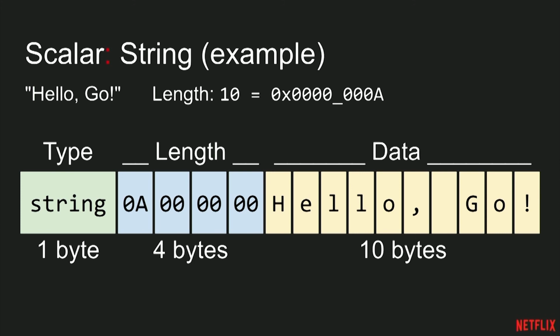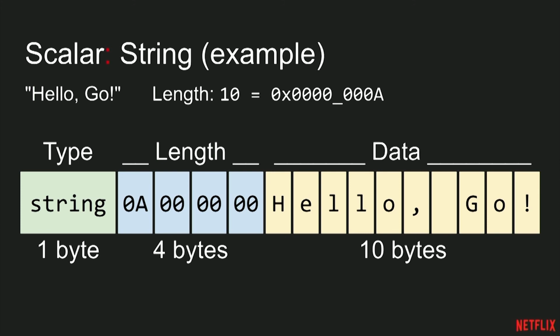So if you want to store a string, "hello go", you have this 4 bytes of length right at the beginning. And we can count on those being there, even if it's 0. We know that those are going to be there so that we can interpret whatever comes after it. So in this case, we know we have to read 10 bytes of data.